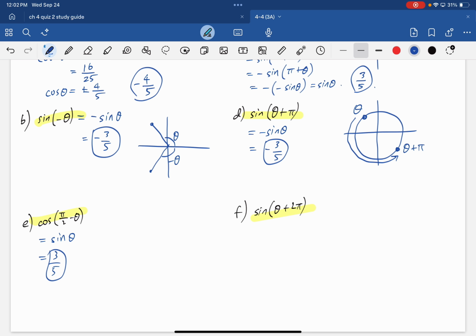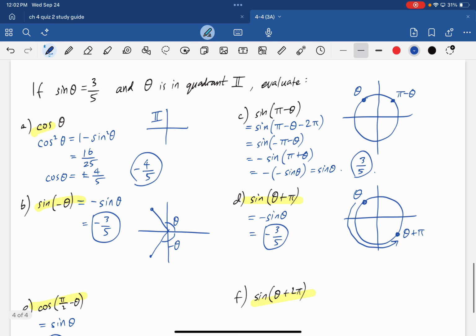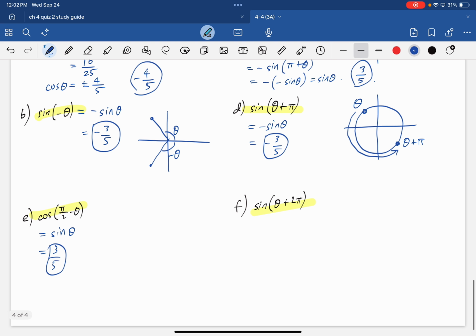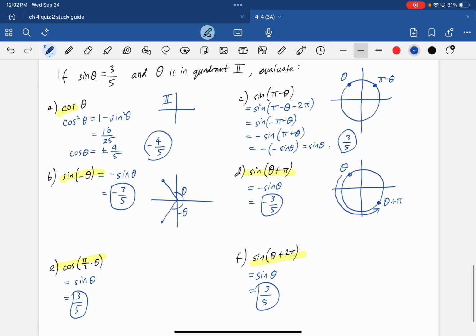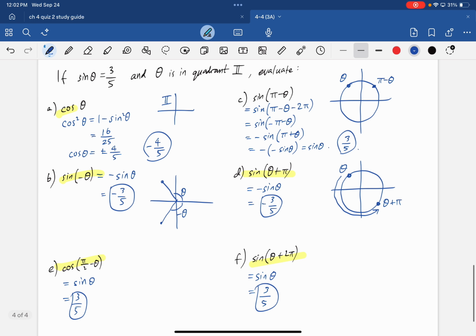Finally, anybody who has part F? Yes, this is just 3/5. Because adding 2 pi to the argument of sine does not change the value, because it has a period of 2 pi. So that's equal to sine theta, which is 3/5. So why is it 3/5? It's from our first lecture. Cofunctions of complementary angles are equal to each other. So cosine of pi over 2 minus theta is equal to sine theta.